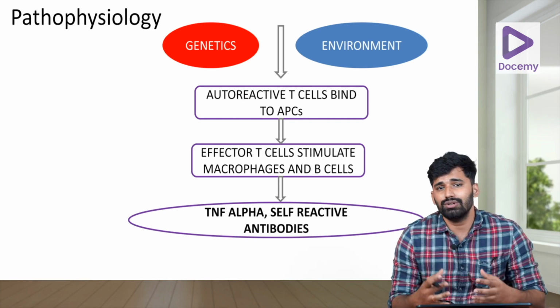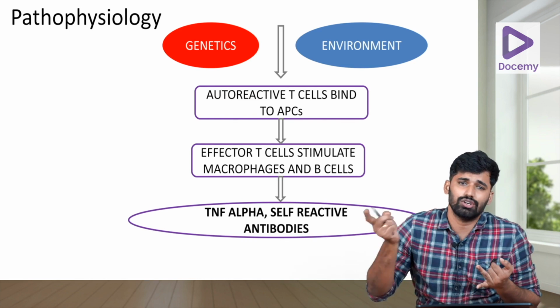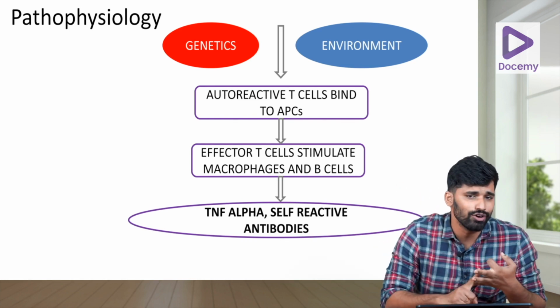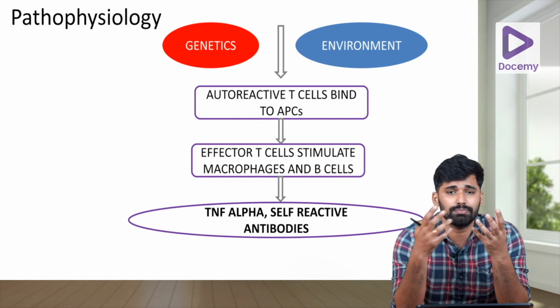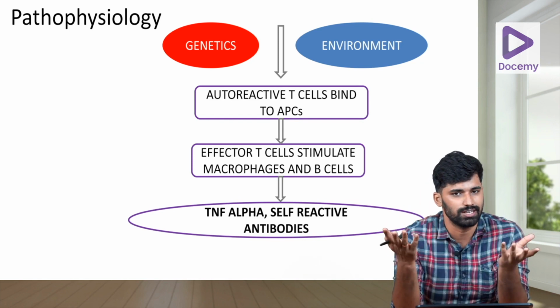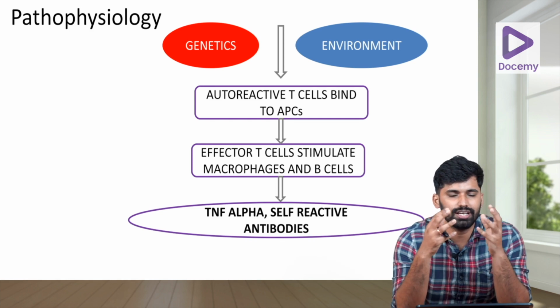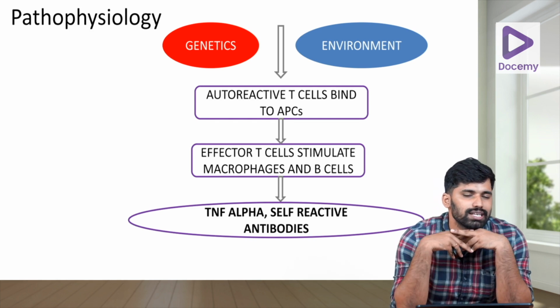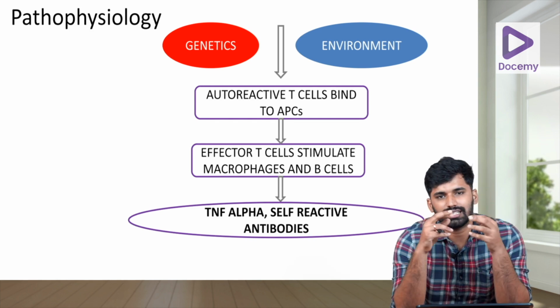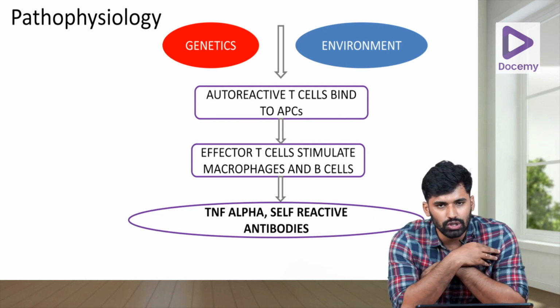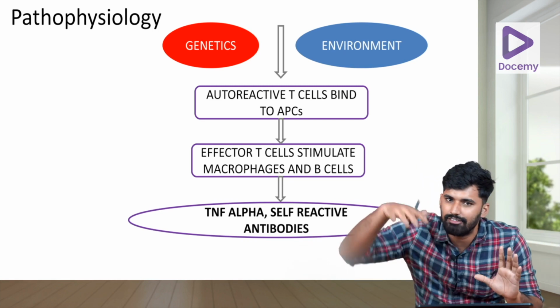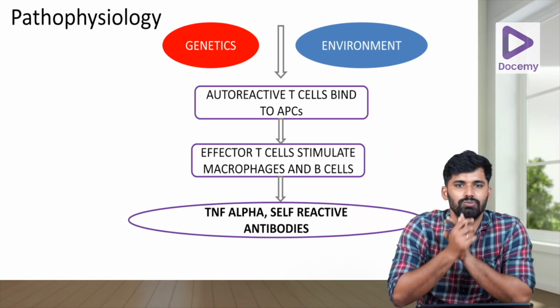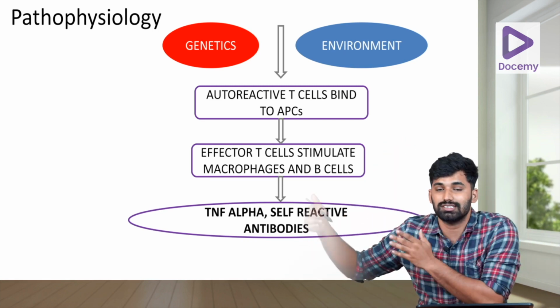TNF-alpha is a molecule which causes cachexia, fever, prevents bone formation, and causes capillary leak syndrome, shock, and enhanced cytotoxicity. So this TNF molecule is produced in excess, and B cells, which are stimulated by the T cells, produce autoreactive antibodies. So we have excess TNF-alpha and excess self-reactive antibodies, which cause further changes in the joint.